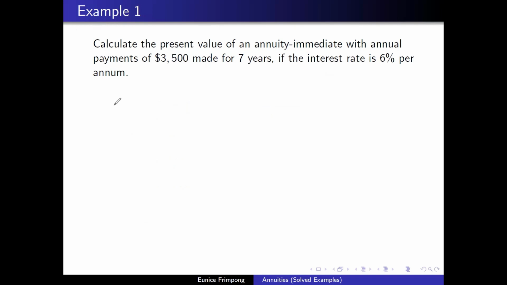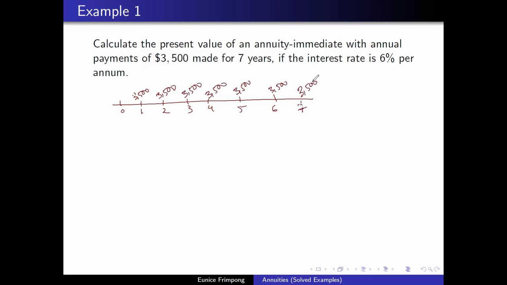So I will start by drawing my timeline. There are 7 years involved here. 0, 1, 2, 3, 4, 5, 6, 7. Payment: it's an annuity immediate, so payments are going to be made at the end of the period. And the payments are $3,500 at the end of each year. So 3,500, 3,500. Great. Interest here is 6%.